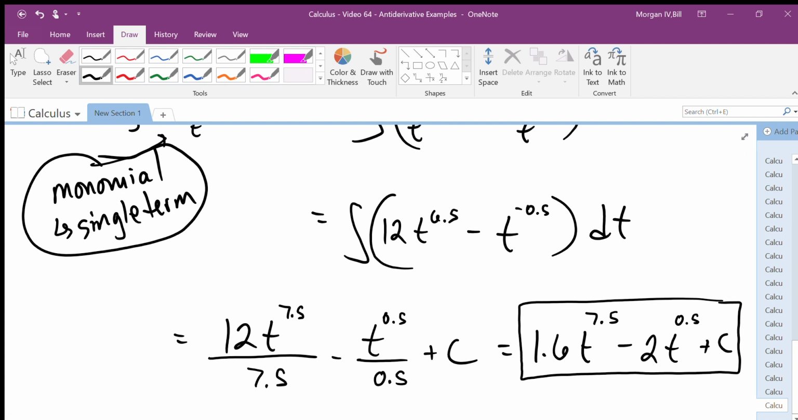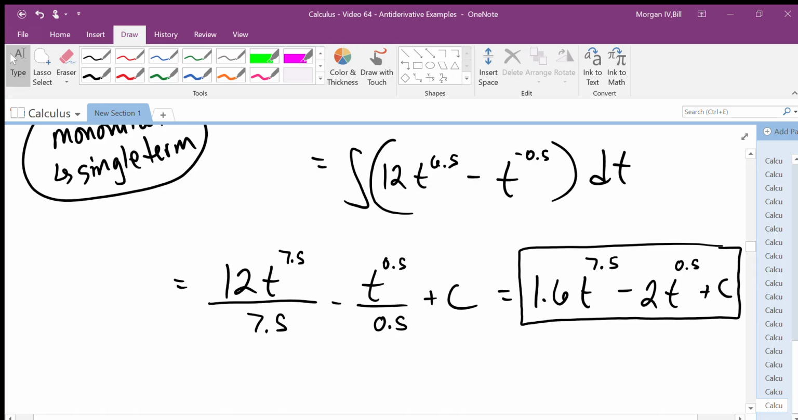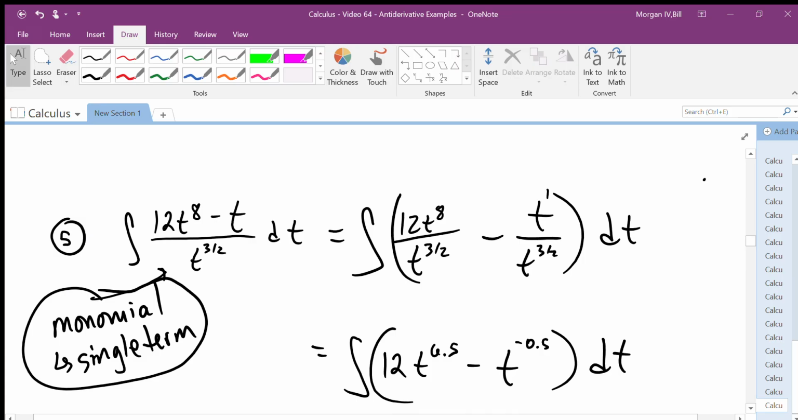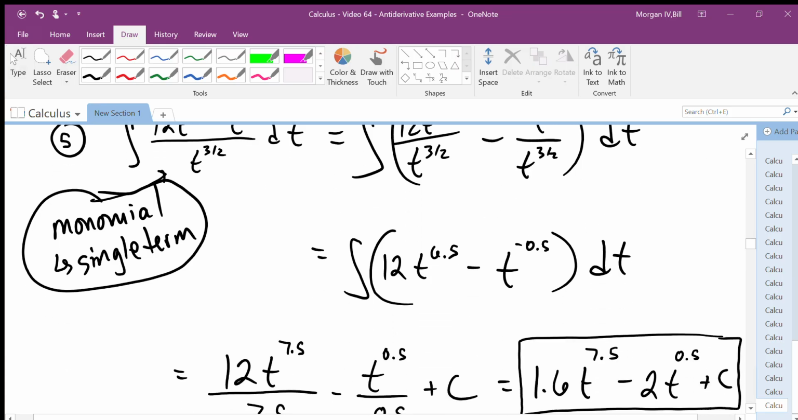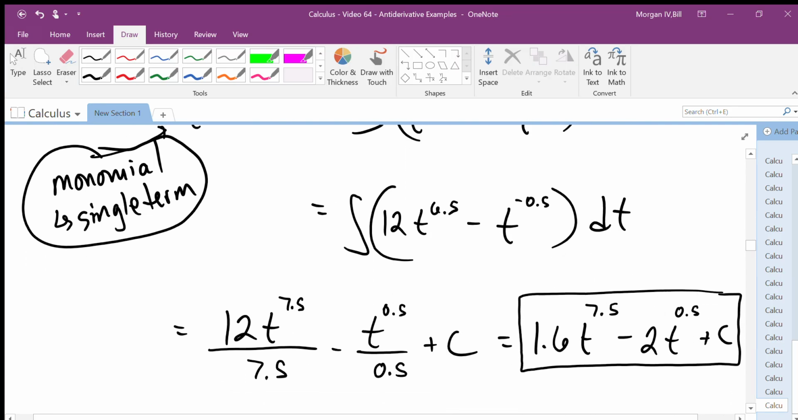All right, there we go. And again, you could take this derivative, right? You do the derivative here, you should wind up back with this same 12t to the 6.5 minus t to the negative 0.5.